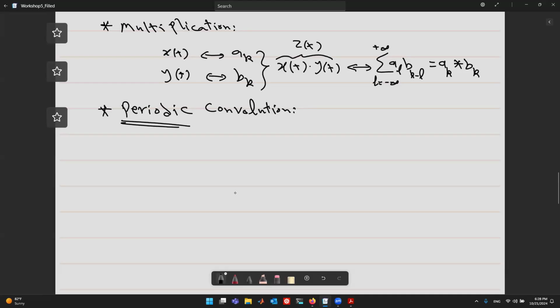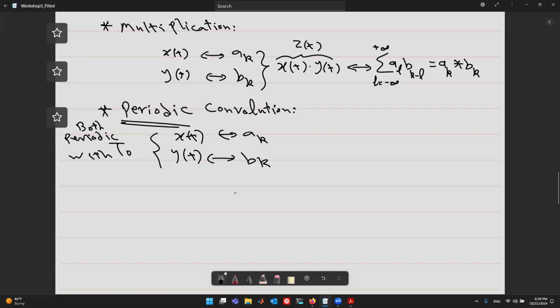And again, we use x(t) and y(t) to show this property, with Fourier series coefficients a_k and b_k, both of them having the fundamental period T naught. Both are periodic with the same fundamental period. If we take the periodic convolution between those two signals, they are continuous time, so the convolution is an integration over one period, because it's a periodic convolution: the integral of x(tau) y(t minus tau) d tau.